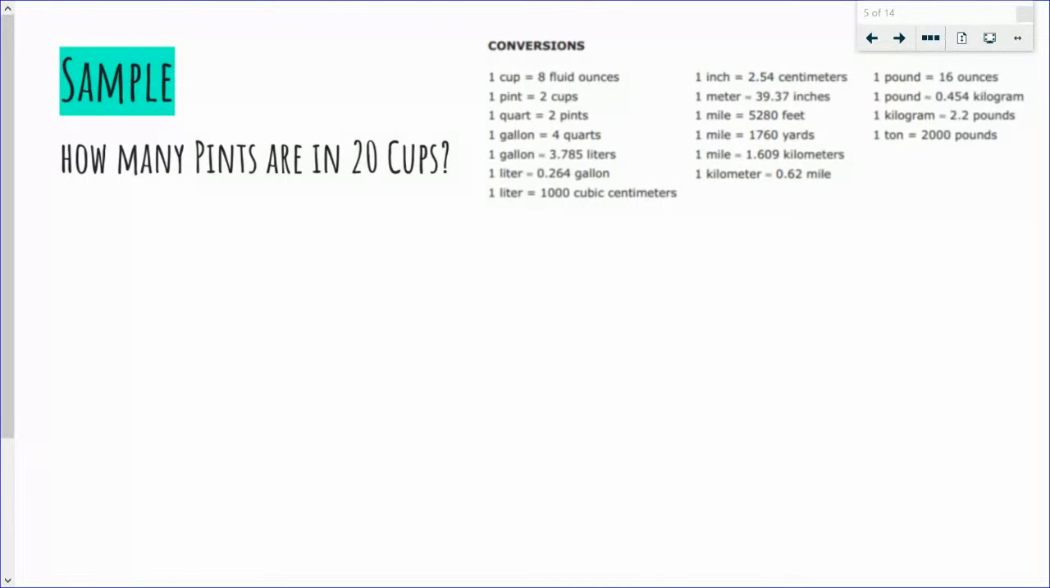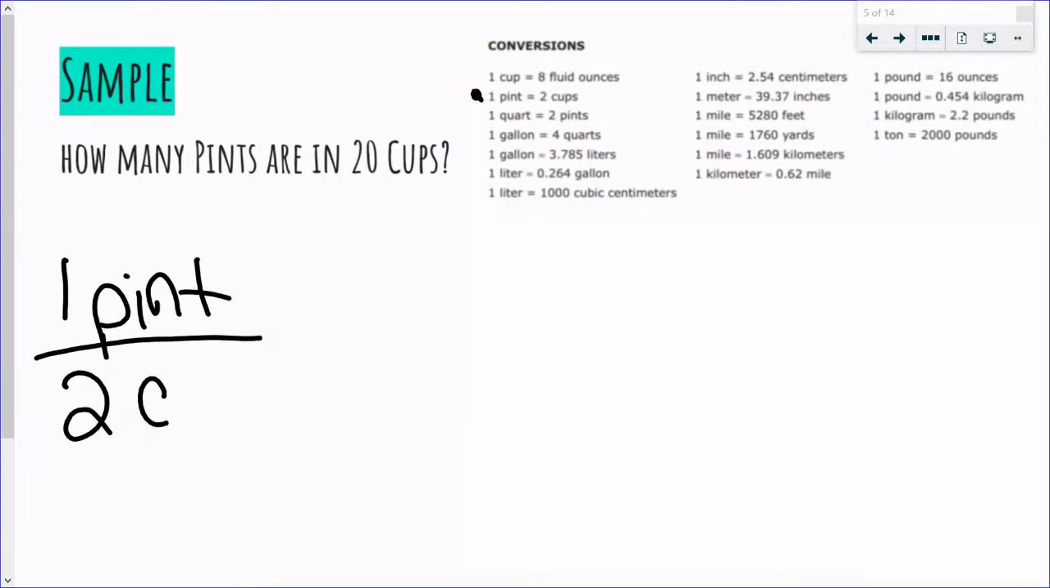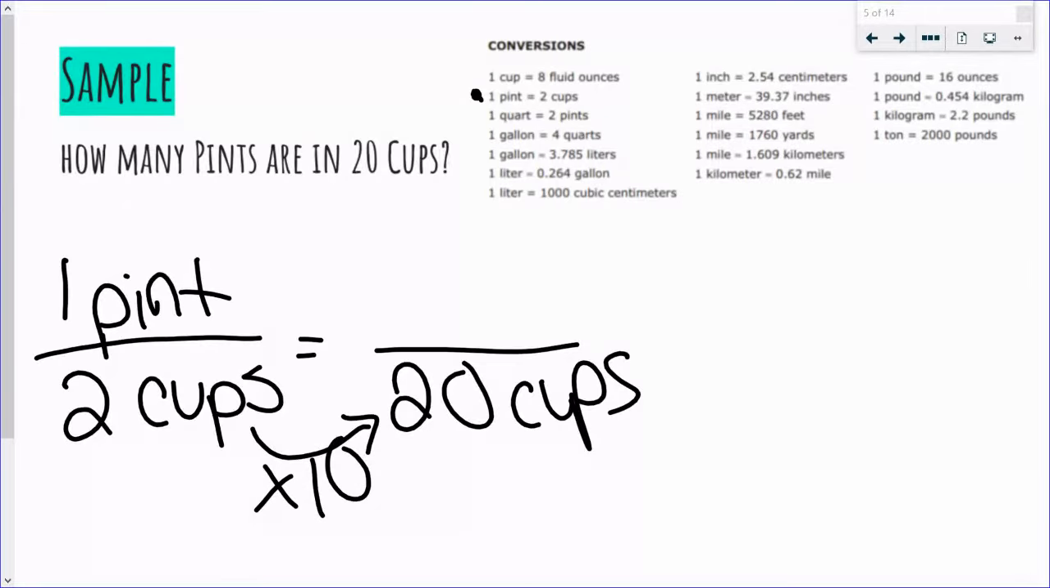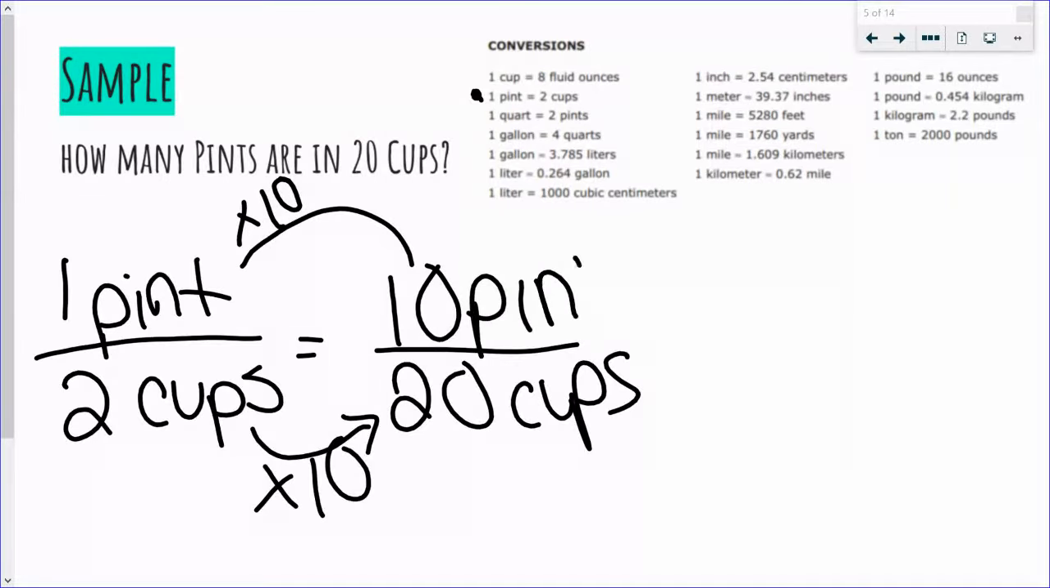How many pints are in 20 cups? We need to look at our conversion chart, and I see that 1 pint equals 2 cups. But we do not have 2 cups, we have 20 cups. So we want to go from 2 cups to 20 cups, and I'm going to do that by multiplying by 10. 2 times 10 would bring us to 20 cups, and 1 pint times 10 would bring us to 10 pints.